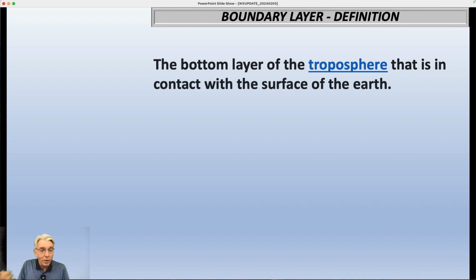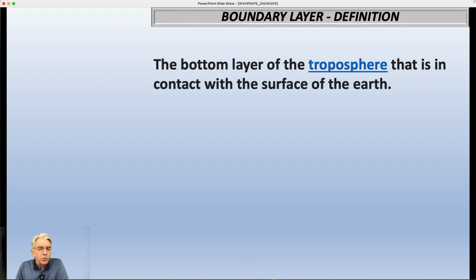Now, during the winter time, the sun is fairly weak, and so you may only have a boundary layer that's 2,000 or 3,000 feet thick. In the summertime, when the sun is really strong, sometimes you can have a well-mixed atmosphere all the way up to 6,000, 7,000 feet, very, very easily.